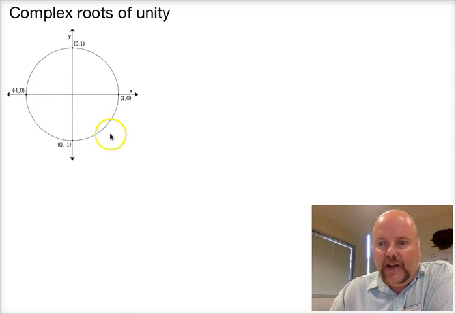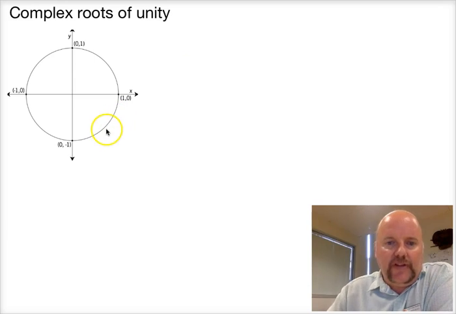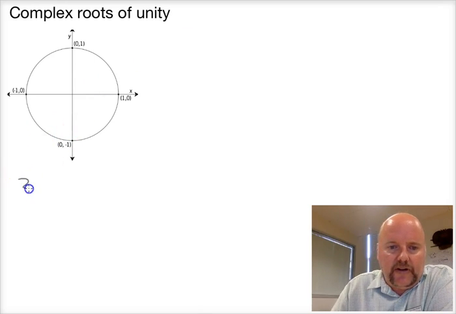Okay, so what I'm going to do now is walk you through a little bit about complex roots of unity. It's good to have a bit of a think about what we're actually doing here, because if you understand what you're doing, you probably have a far better chance of getting the right answer. Let's have a bit of a think about this. Like, z is a complex number.